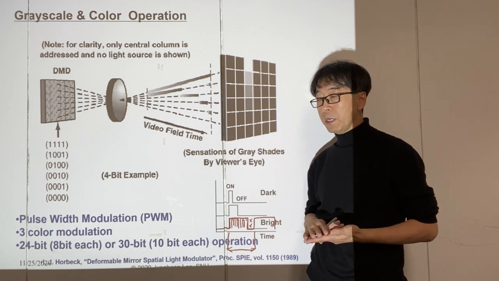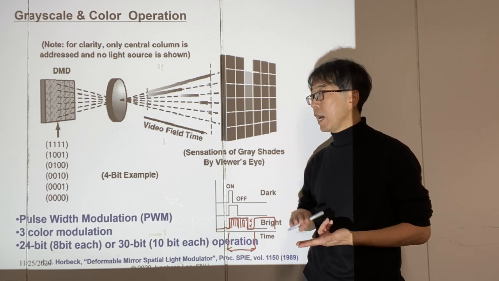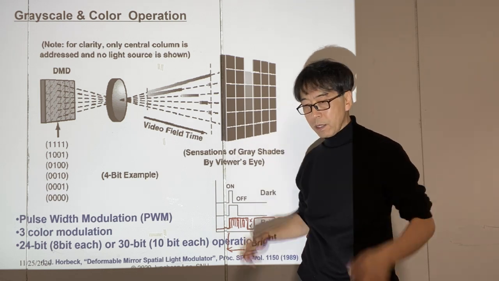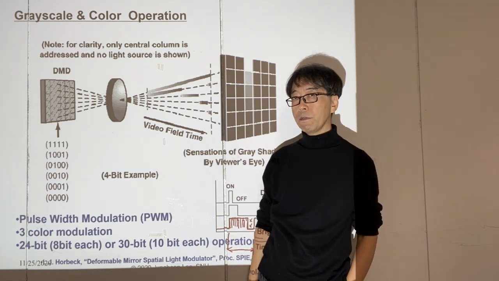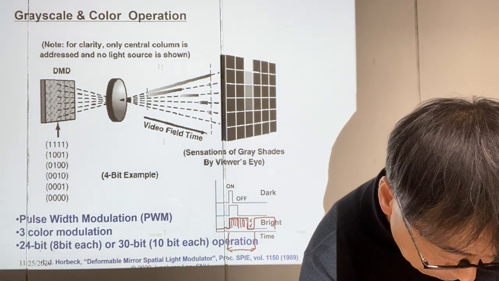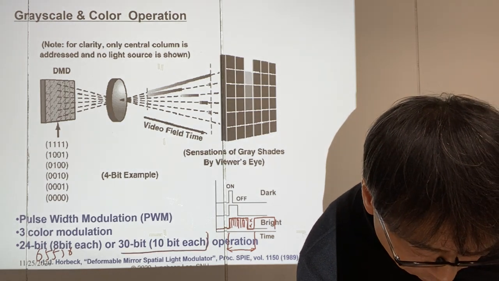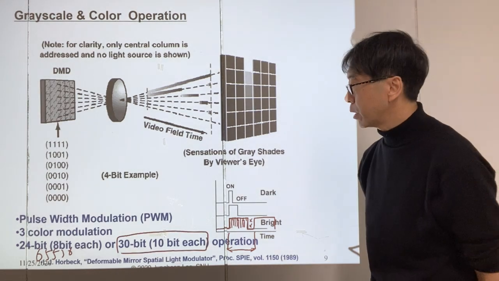So 8-bit each, total is 2 to the 24th power. That corresponds to, I believe, 65536. Okay? And recently, this became much better.